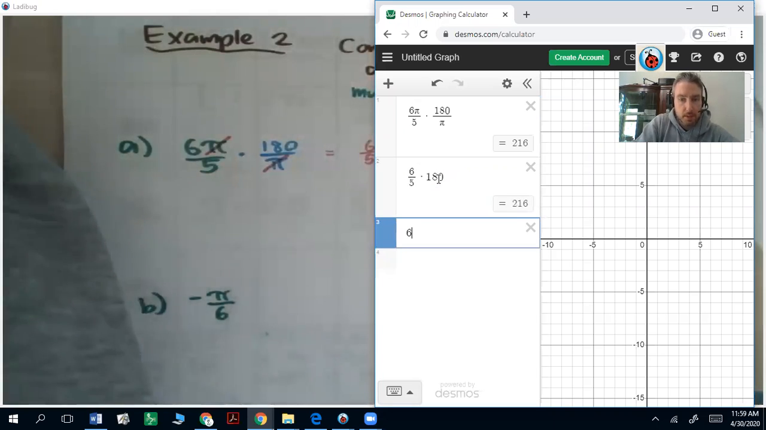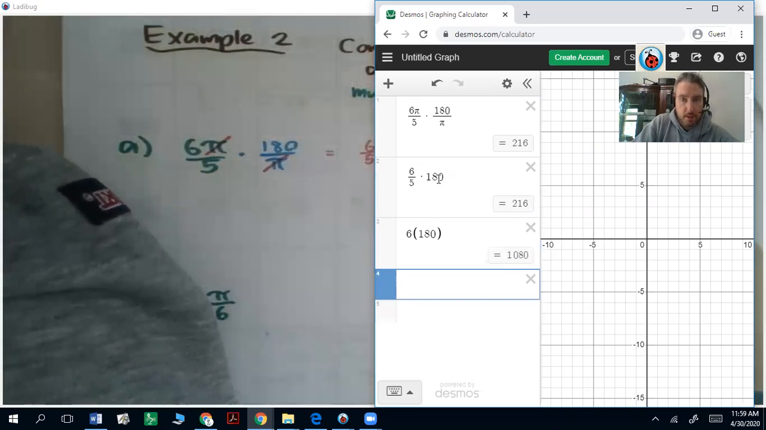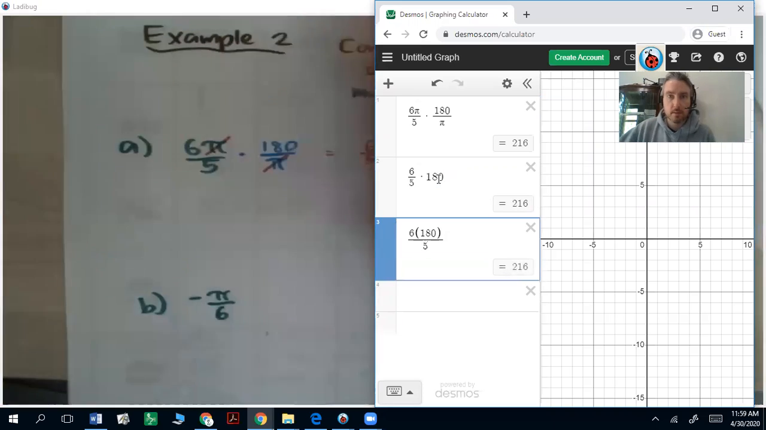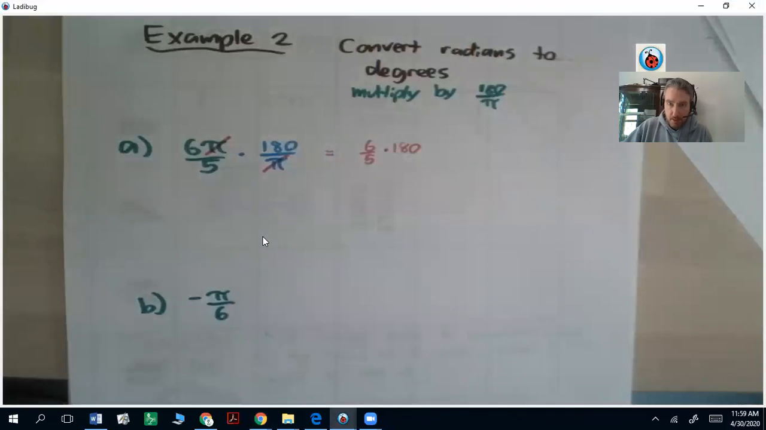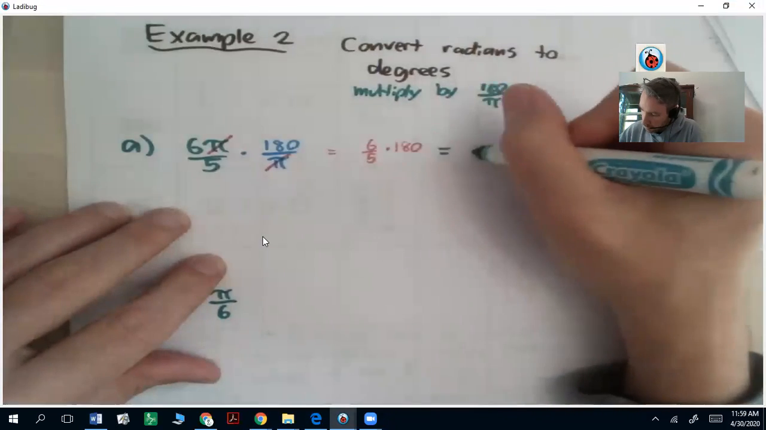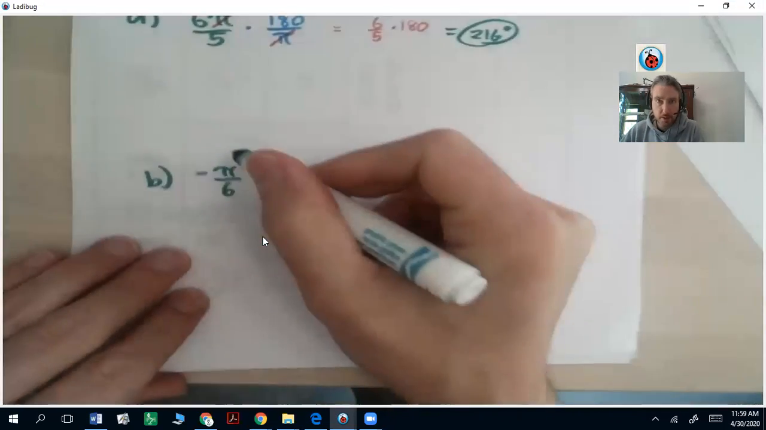Or let's see, 6 times 180 divided by 5. It's all going to be 216. So however you reduce it or represent it, as long as your stuff is in the right numerator or denominator, you're going to be good. So 216 degrees. Okay, try this one on your own.